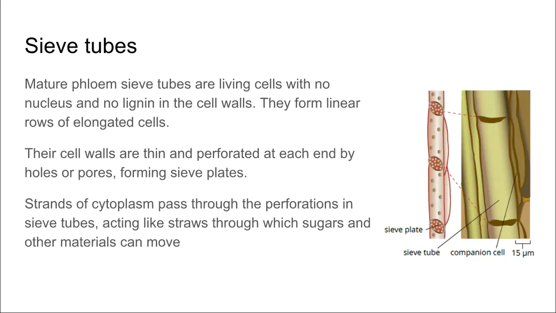Sieve tube elements are living cells with no nucleus, and these form linear rows of elongated cells. They're perforated and thin at each end to form these sieve plates. And we can see here that it again acts like a straw through which the sugars and other materials can move.